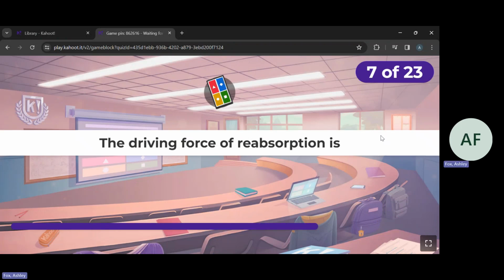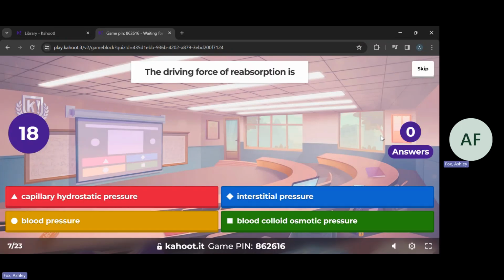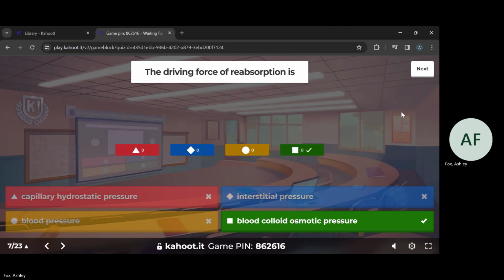The driving force of reabsorption is capillary hydrostatic pressure, interstitial pressure, blood pressure, or blood colloid osmotic pressure. Right. So that is blood colloid osmotic pressure. So we're going to look at this again.